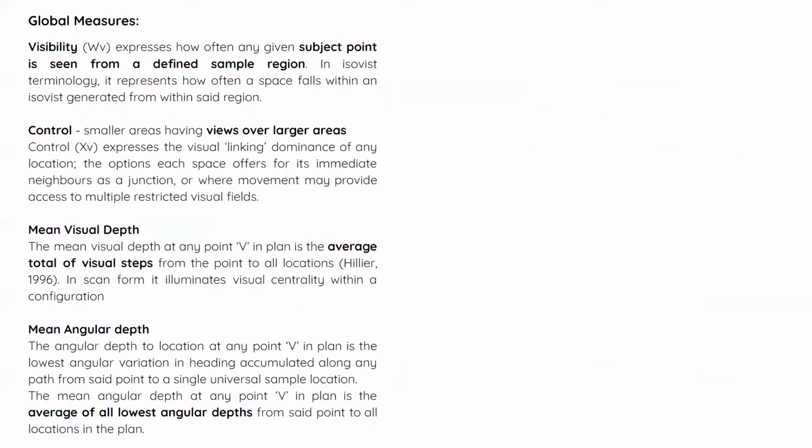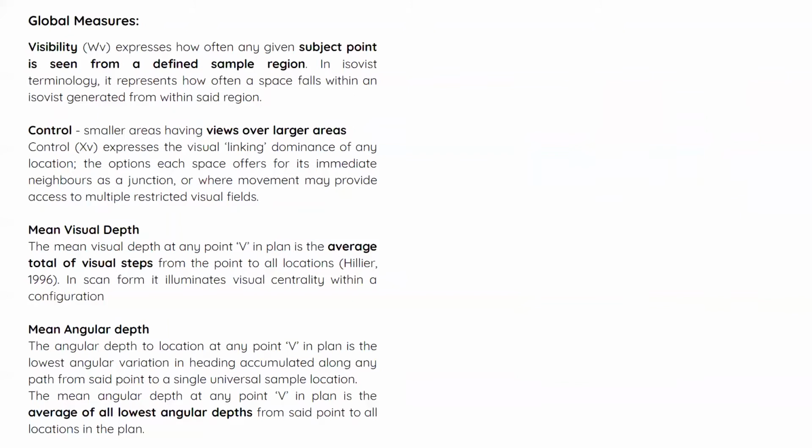Global measures are the ones that need to be looked at for the entire system and cannot be looked at in isolation. Visibility looks at how one point is seen from a sample set of points. This measure can be of two types, directed and non-directed. Control can be defined as smaller areas having views over larger areas. This is an important tool to understand the dominance of a point with respect to others.